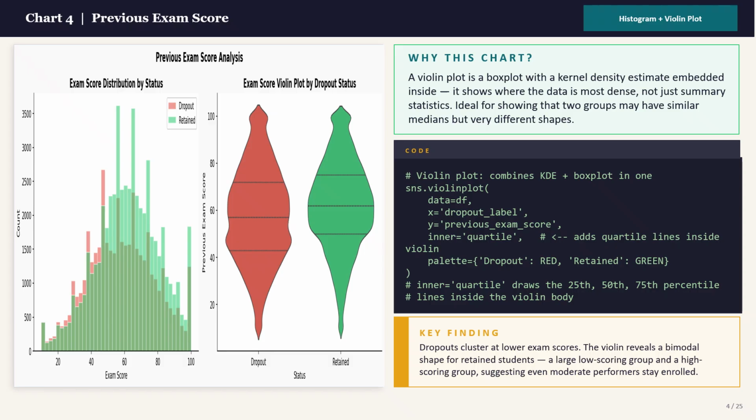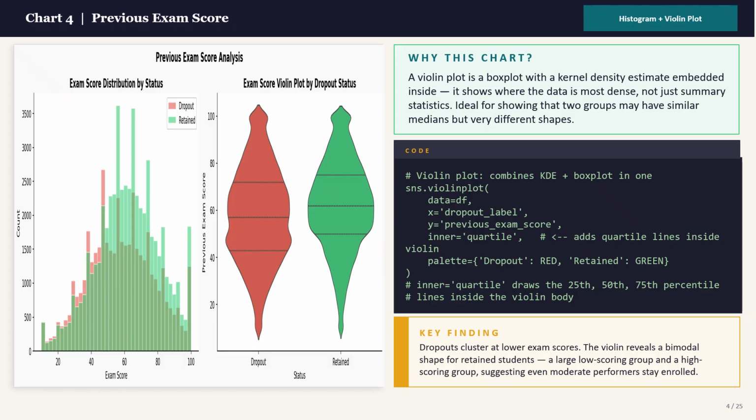Then we also had a violin plot, which is a box plot with a kernel density estimate embedded inside, and it shows where the data is most dense. So it's not just summary statistics, and it's ideal for showing that two groups may have similar medians but very different shapes.